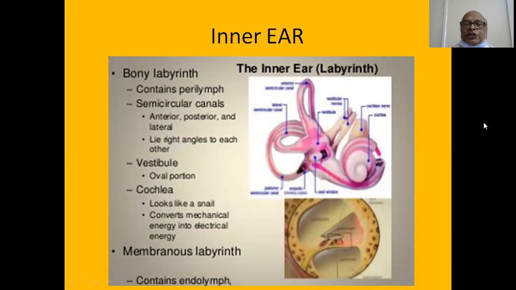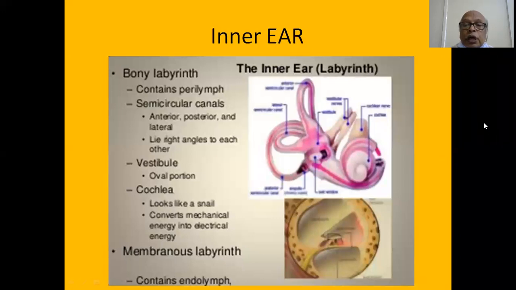The cochlea, which is concerned with hearing, is like a snail shell with 2.5 turns: the basal turn, the middle turn, and the apical turn. The basal turn is towards the external canal, whereas the apical turn faces towards the internal carotid artery. From the cochlea, the cochlear nerve emerges.